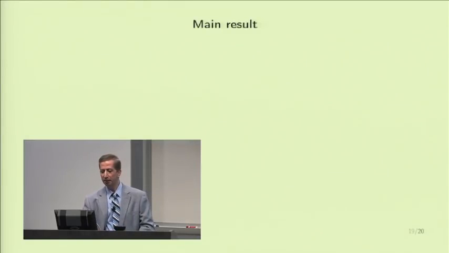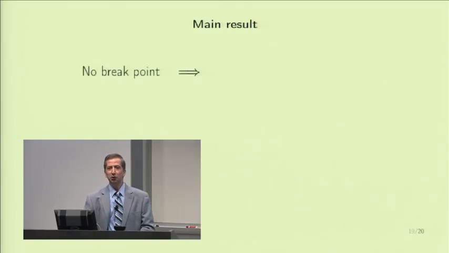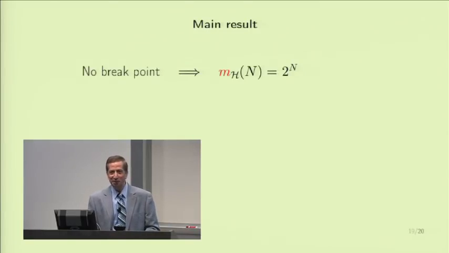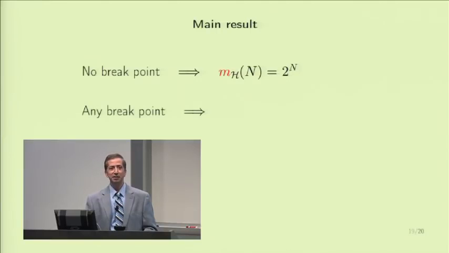Okay? The main result is that, first part will be, if you don't have a breakpoint, I have news for you. The growth function is 2 to the n. Okay, yes, that's the definition. Thank you. So that cannot possibly be the main result. So what is the main result? The main result is that you have a breakpoint, any breakpoint, 1, 5, 7,000. Just tell me that there is a breakpoint. You don't even have to tell me what is the breakpoint.